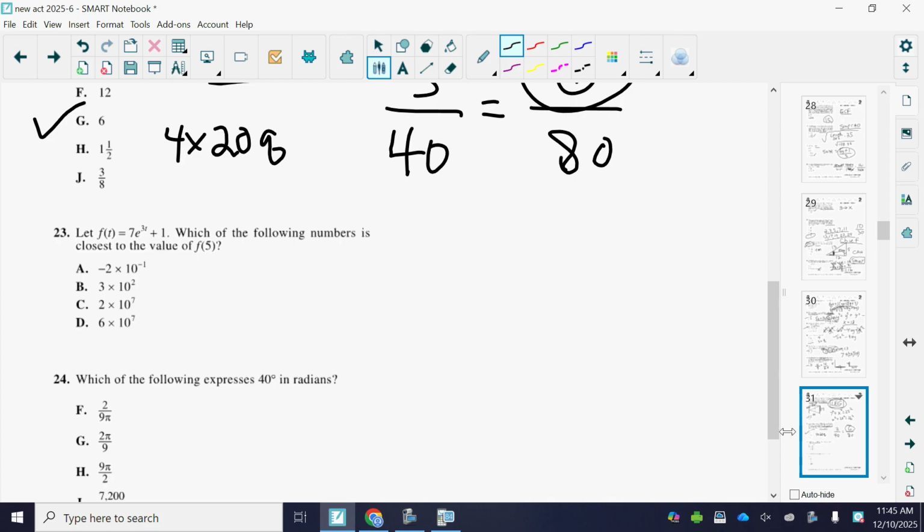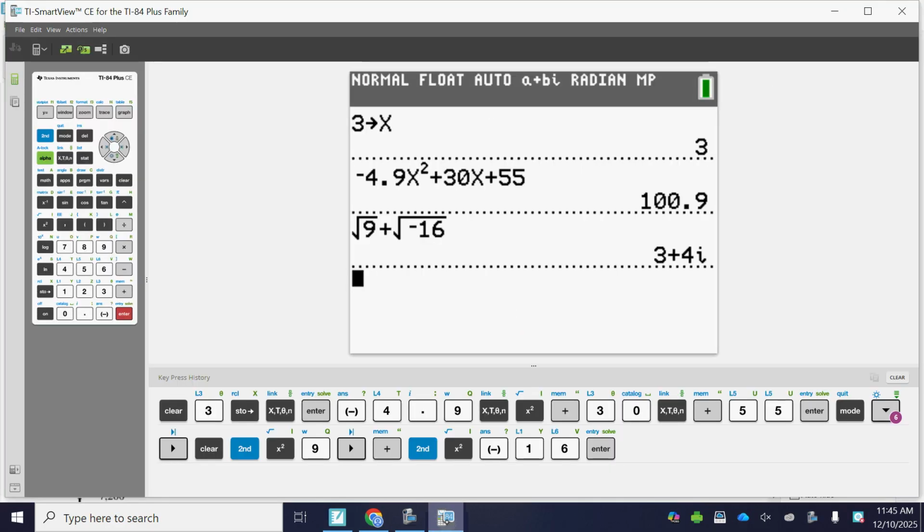This is f of 5, which means plug in 5 to the function. Ooh, this is going to be ugly. You have e on your calculator. Where is e? It is second division.